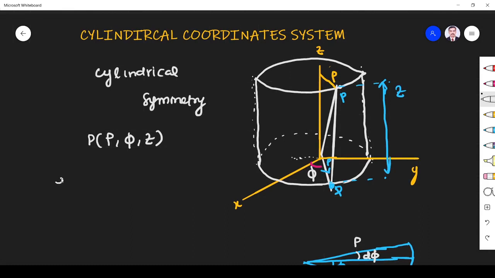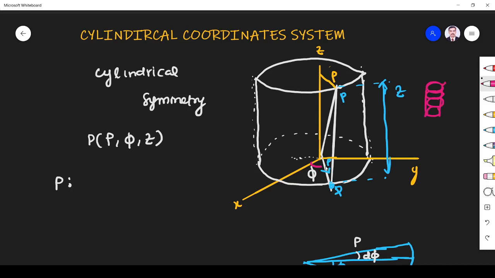The first parameter is rho. Rho is the radius of the cylinder. You see, this is a cylinder. How has it come? This is rho. The bottom of the cylinder is a circle. A cylinder is just like an infinite number of circles stacked together, so ultimately it becomes a circle.